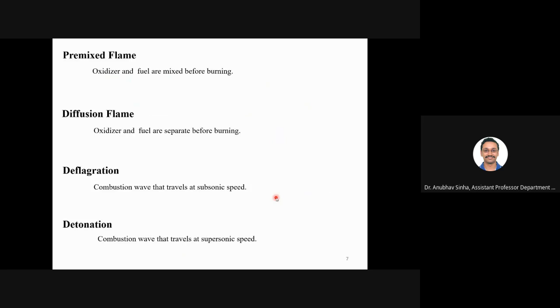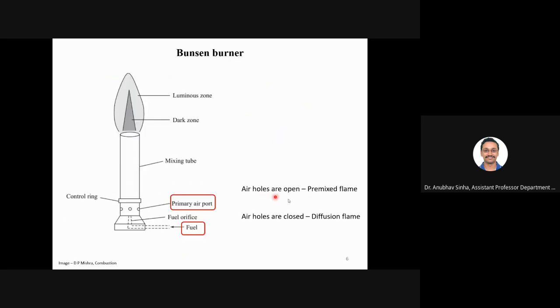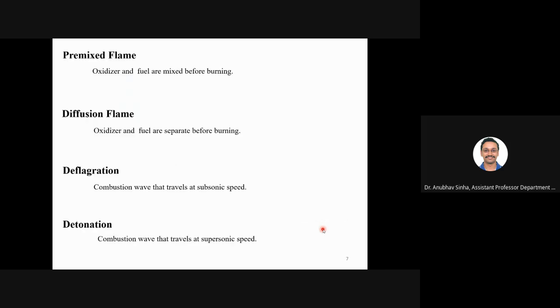So if you open the air holes, it is a premixed flame. If you close them, then it is a diffusion flame. I am repeating again and again because this is a very important concept. So let us have some definitions. How do you define a premixed flame? Oxidizer and fuel are mixed before burning, and they are separate before burning in a diffusion flame.